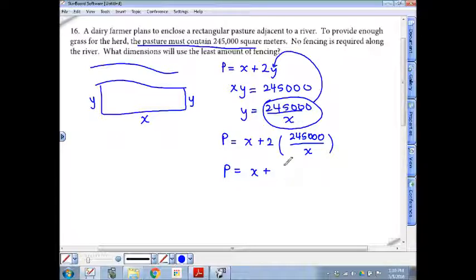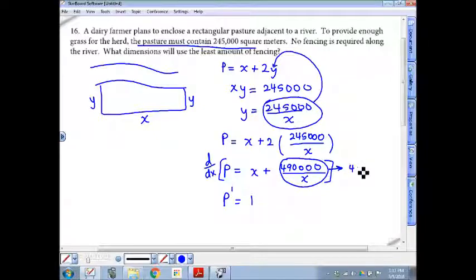I'm simplifying this a little bit. So there's a new formula for perimeter. It's in terms of just x. Once it's in terms of all the same variable, you can take the derivative. So we're going to take the derivative with respect to x. So we're going to get P prime equals 1.